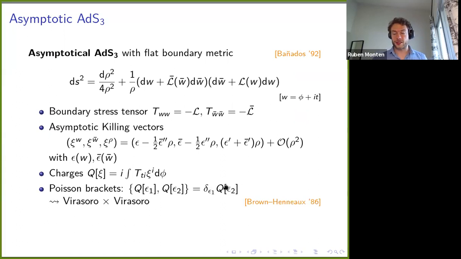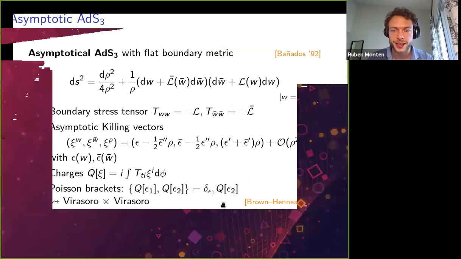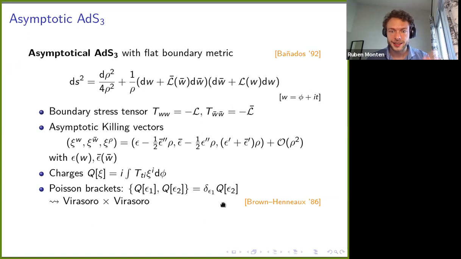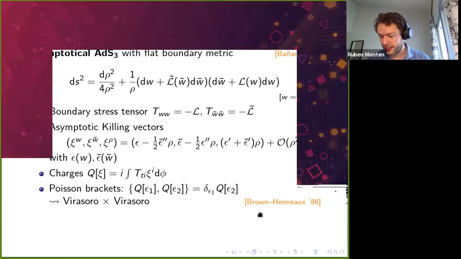And using this particular master equation that we had on the previous slide, you can derive from this that these charges satisfy a Virasoro plus Virasoro algebra. This is, of course, a very well-known result. It was derived by Brown and Henneaux in '86. And in hindsight, it is something that's very closely related to AdS/CFT already.